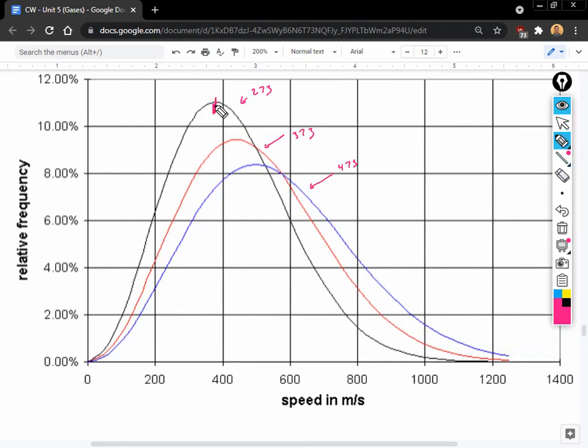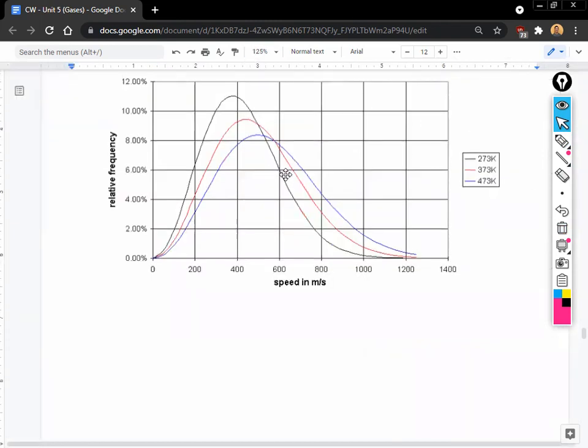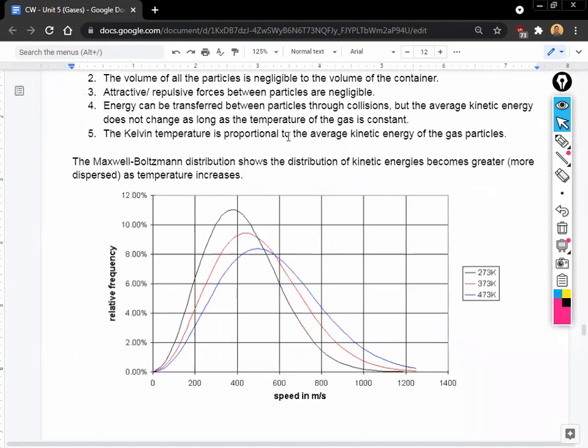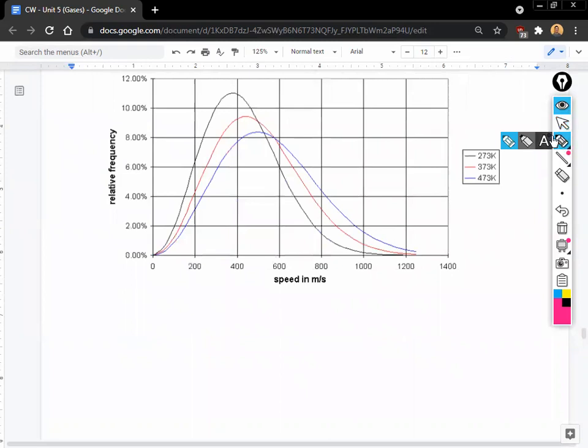Most of the gas molecules at 273 are moving just under 400. But then here, most of the gas molecules are moving above 500 and then closer to 600 as we go up in temperature. And a higher percentage of them are moving faster. That's basically what this graph is telling us. It's just a fancy way of telling us, hey, you increase the temperature, they start moving faster and they have more kinetic energy.